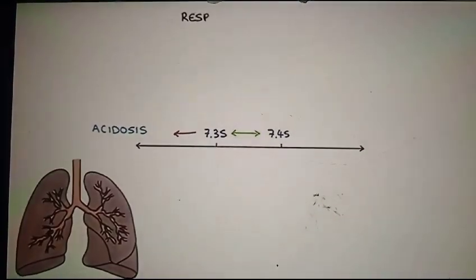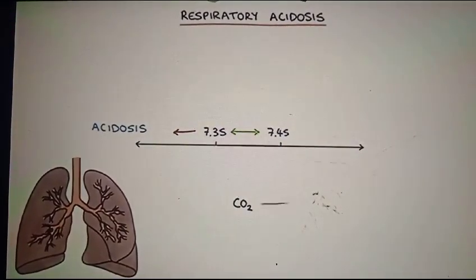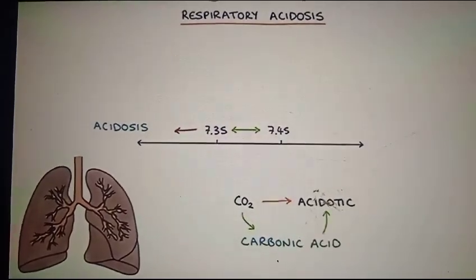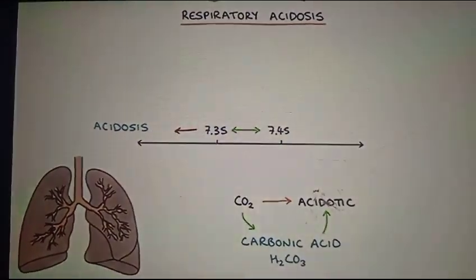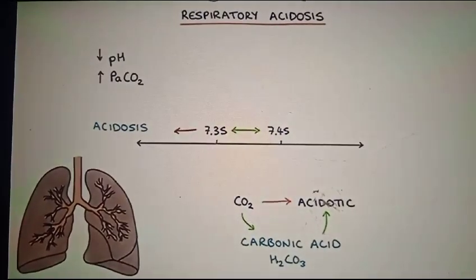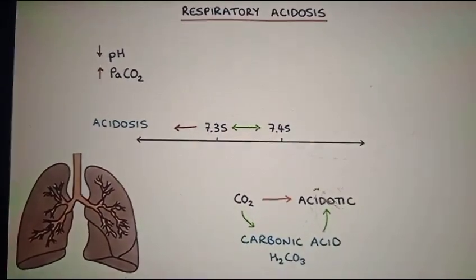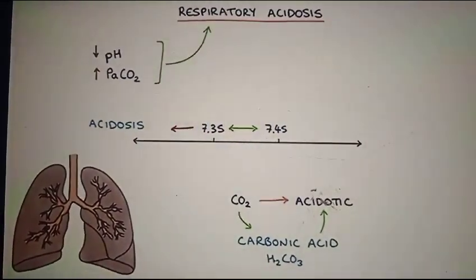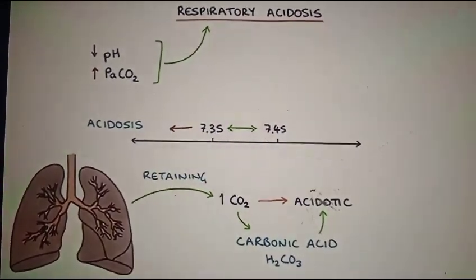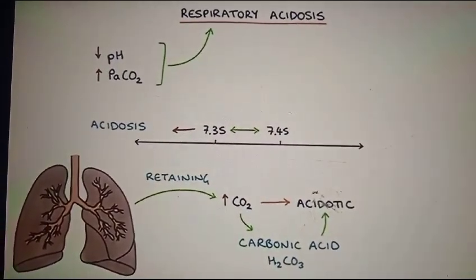Let's start by talking about a respiratory acidosis. Remember that carbon dioxide, or CO2, makes blood acidotic by breaking down into carbonic acid, or H2CO3. A low pH or acidosis with a raised PaCO2, or partial pressure of carbon dioxide, meaning that there's lots of carbon dioxide dissolved in the blood, indicates a respiratory acidosis. This suggests the patient is acutely retaining carbon dioxide and is unable to get rid of the carbon dioxide, and this is what's turned their blood acidotic.